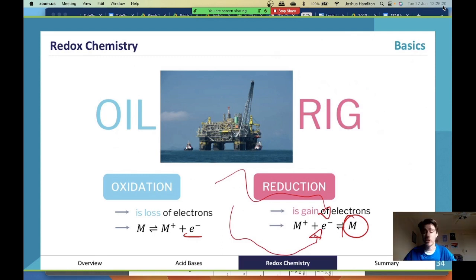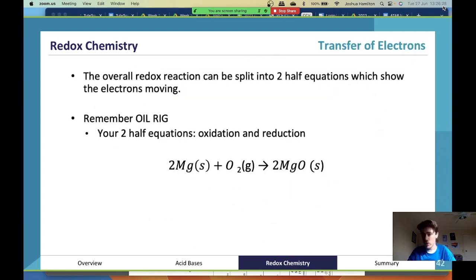You need to have reduction and oxidation at the same time. So when you do a redox equation in real life, you're only ever going to see the whole equation. That's all you're ever going to see. But we know that deep down, what's happening is there are two half reactions occurring that form this one big reaction, which is all we see.